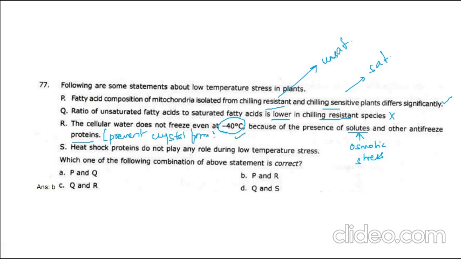Heat shock proteins do not play any role during low temperature stress. I told you there are some heat shock proteins which are produced in response to heat stress only, and there are some proteins which are produced in various kinds of stress. It's not that they are only produced in response to heat stress; they can be produced in various kinds of stress responses. So this is wrong. So which ones are correct? We saw that P and R are the correct ones. So B is the correct option.